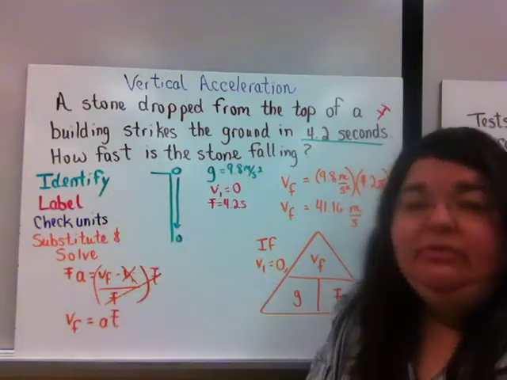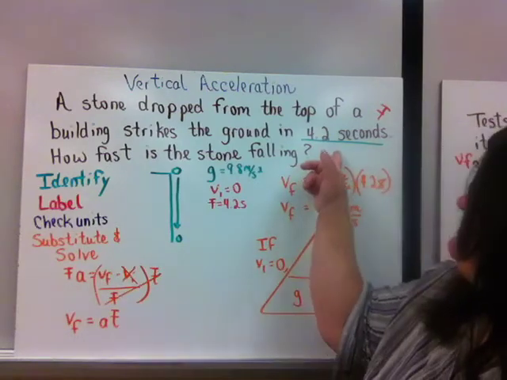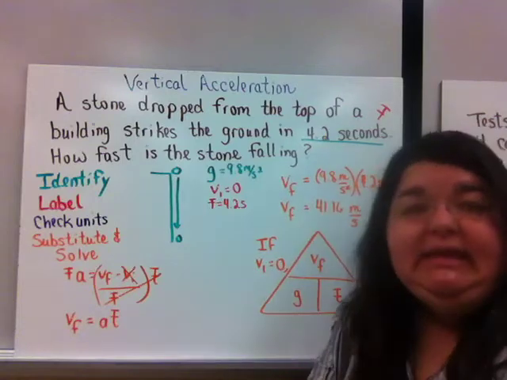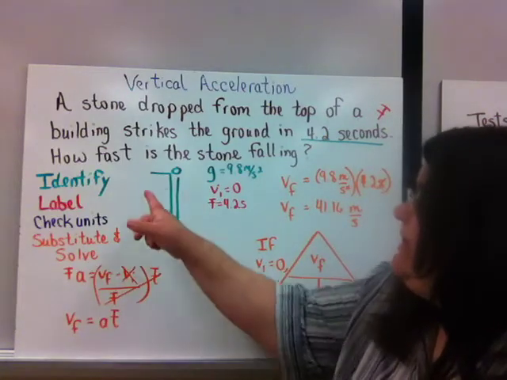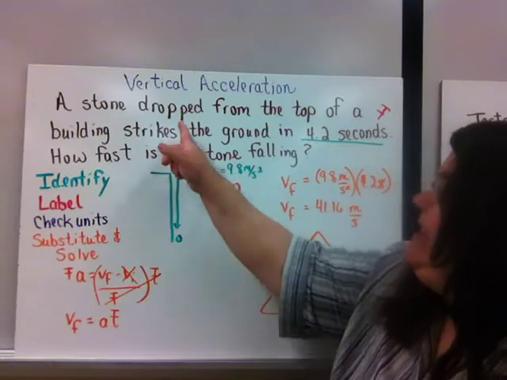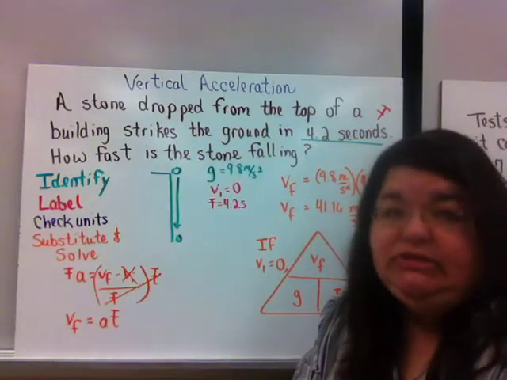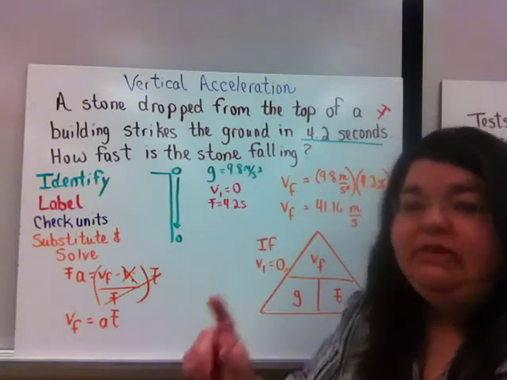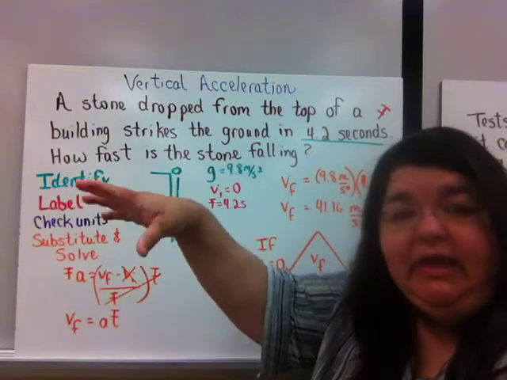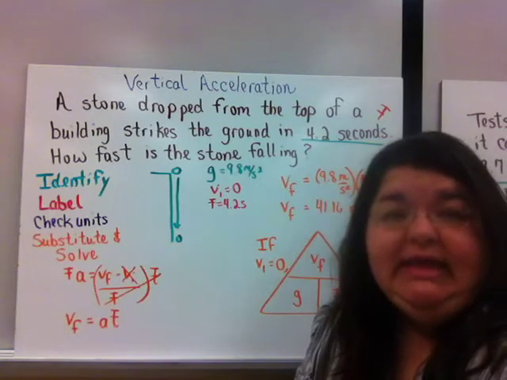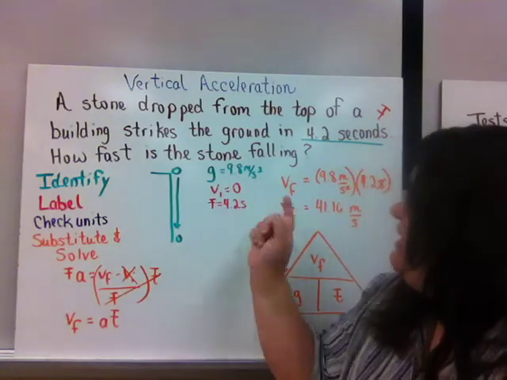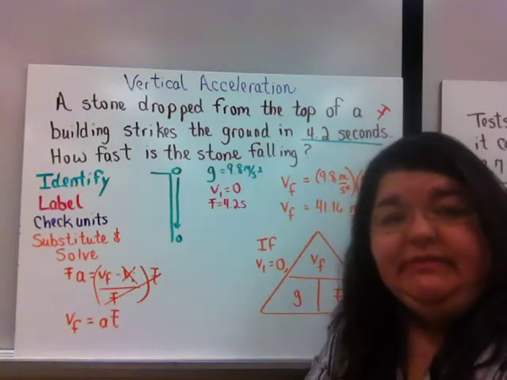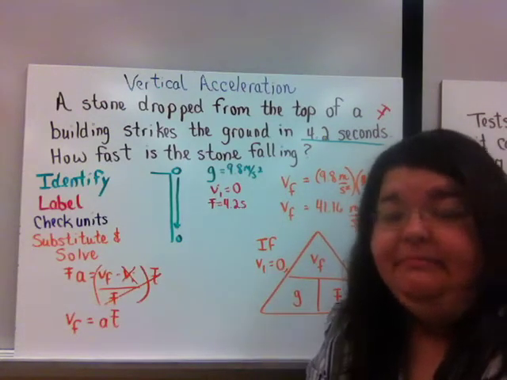So now we're going to label the other things that we've been told, which is just this 4.2 seconds. And I know that that 4.2 seconds is time. Now, because I've drawn this picture, and I know that it was dropped, this stone was not thrown off of the building, I know that its initial velocity, when I first let go of the rock, is 0. Its initial velocity is 0. So I started with just one piece of information, and now I have 3.